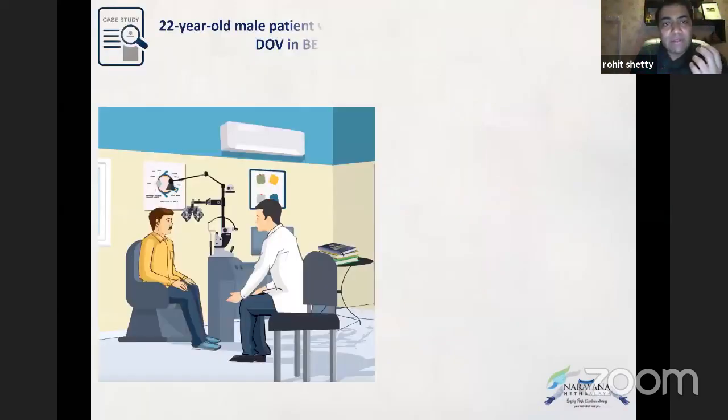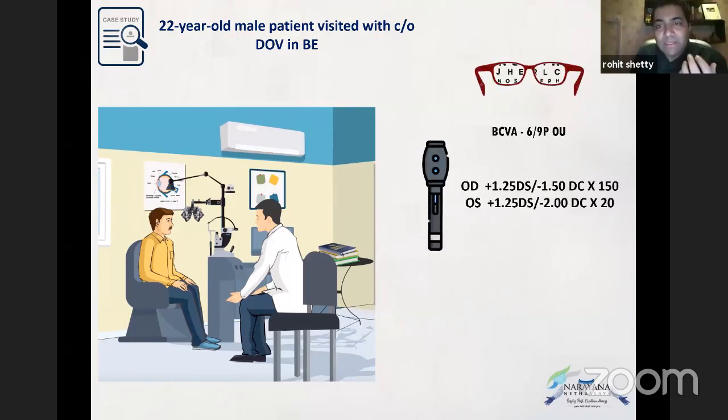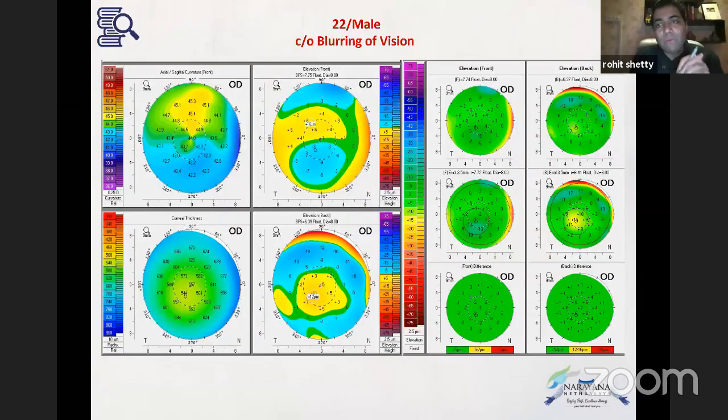Let me start with case one. A 22-year-old male comes with a history of decrease in vision. The vision has dropped and is not reaching 20/20. This is his visual acuity. The fundus and the corneal examination were normal.